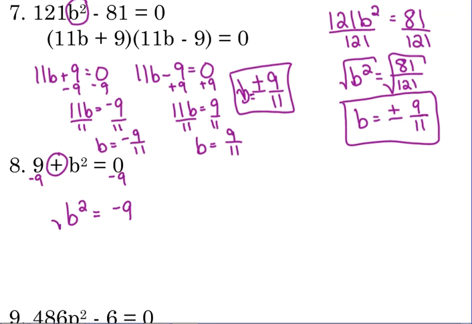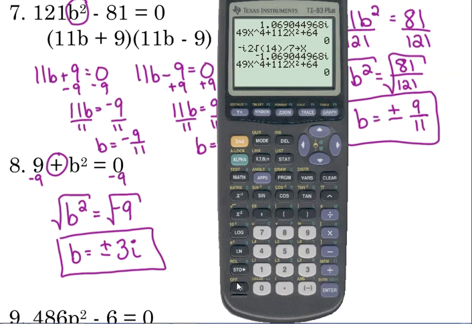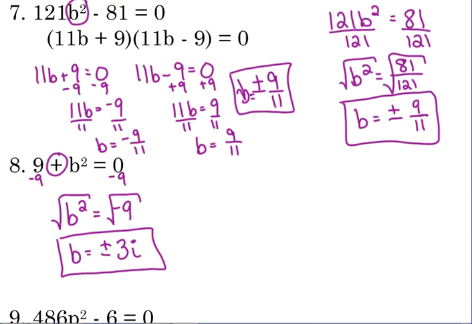Here's why it was not factorable, because when we take the square root, we have a negative underneath the square root, so our answers are imaginary. So plus or minus, 9 is a perfect square, so it's 3. But it's 3i because we took the square root of -9. So plus or minus 3i are the solutions to this one. We can check it, just like we've been checking it. Store 3i as x. 9 plus x squared is 0. We can do the same thing with -3i, but if positive 3i works, -3i is going to work. Okay? Questions?